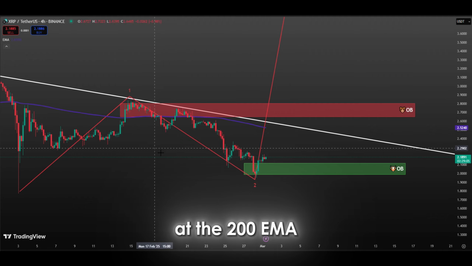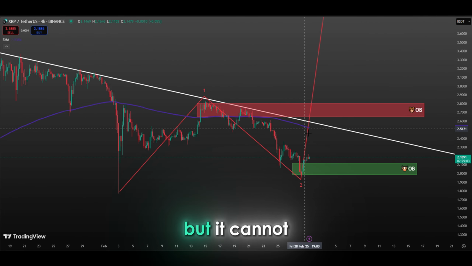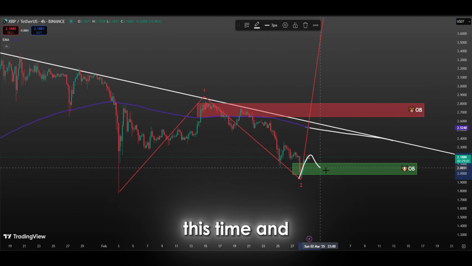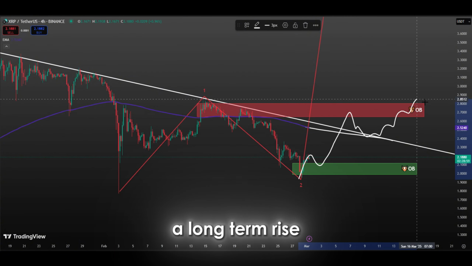When we look at the 200 EMA, the price is trying to get above it, but it cannot be permanent. If it can get above it this time and be permanent, we can see a long-term rise.